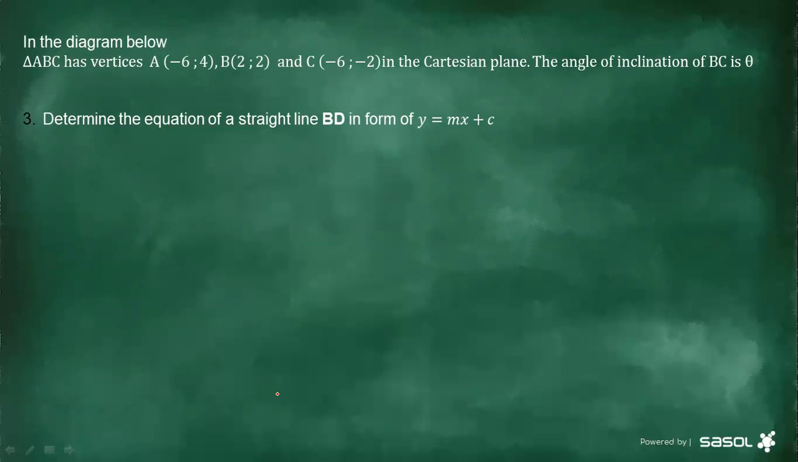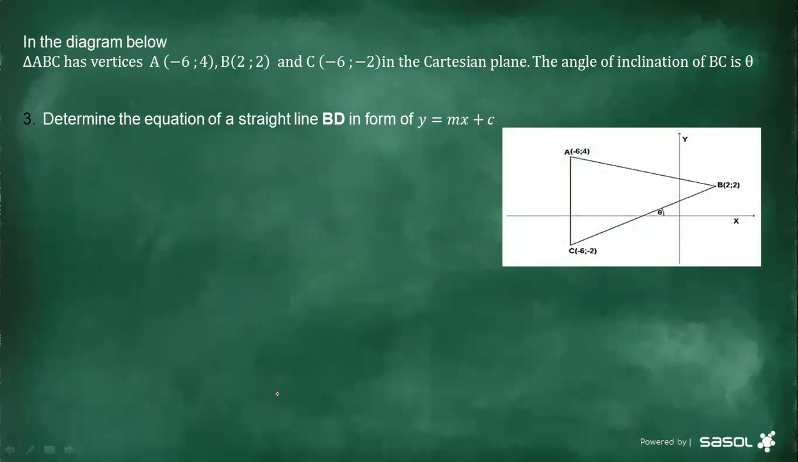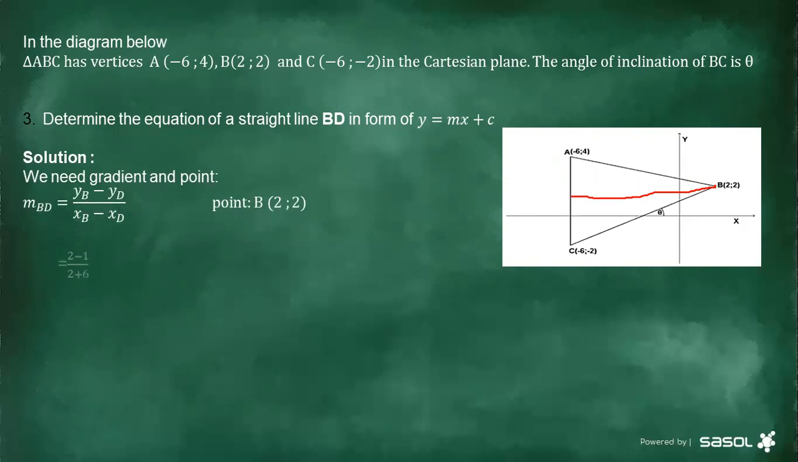Thereafter, you move on. All right, we're still on the same question. Now we have to determine the equation of the straight line DB. Remember there is D here. So we need to calculate the equation of this line, DB, from B to D, somewhere in between this line AC. And then first we need the gradient. Then we're going to be calculating the gradient of BD.